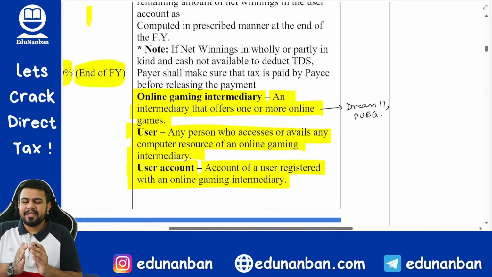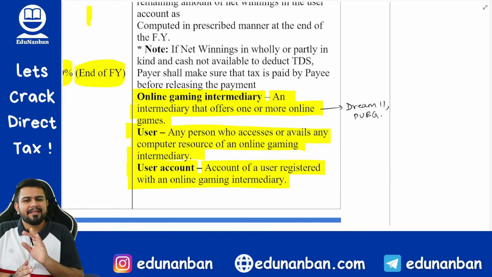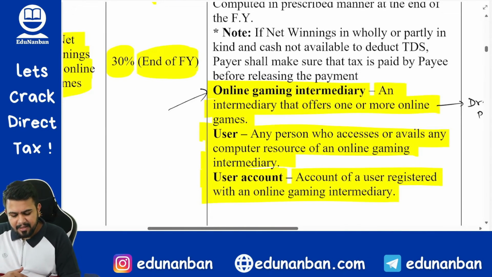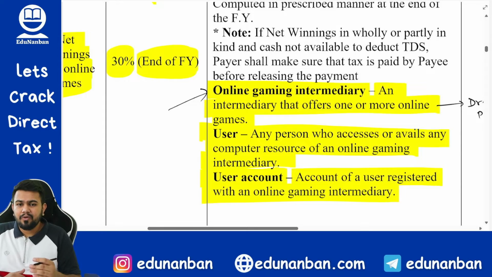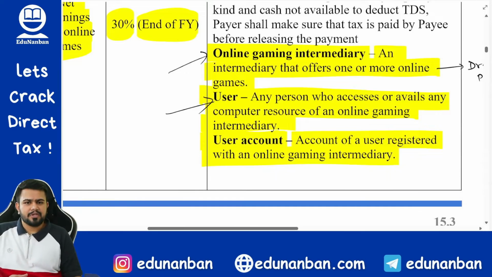What is the rate of TDS? The rate of TDS is 30%. Is there any limit? The answer is there is no limit. Who will deduct the TDS? TDS will be deducted by the online gaming intermediary. On whom will the TDS be deducted? The payee, that is the user. Okay.